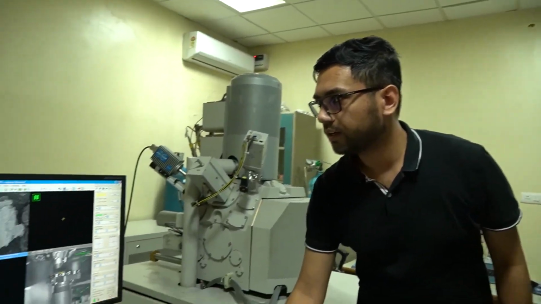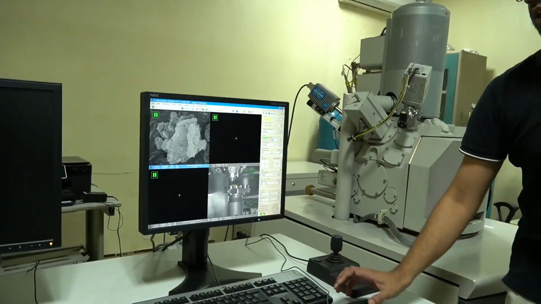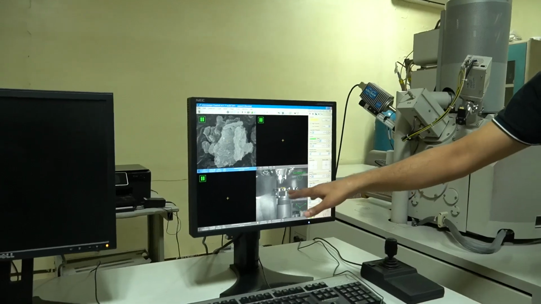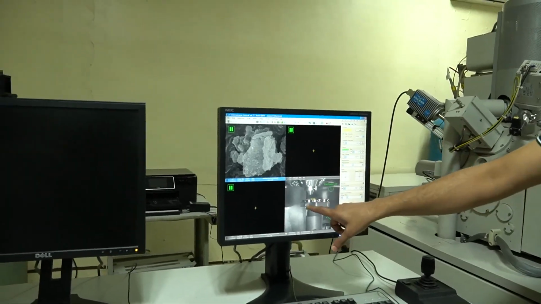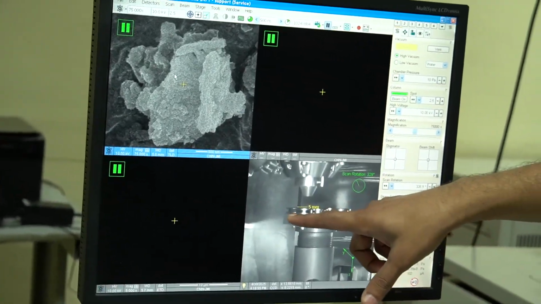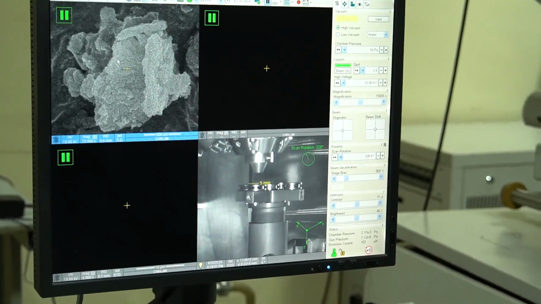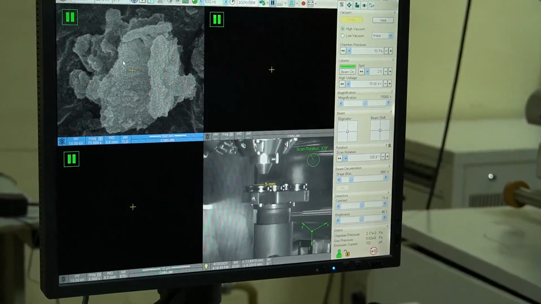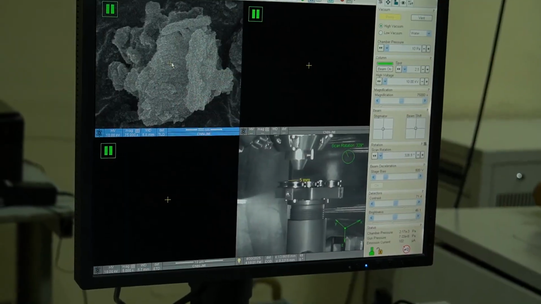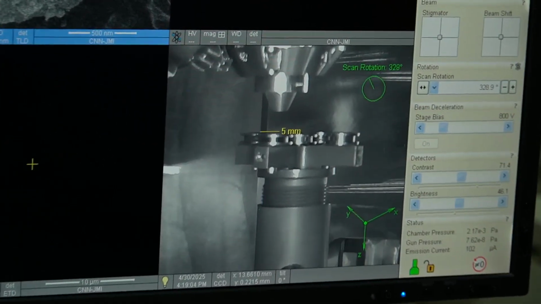One sample is already in. He will do the scan at a different. Initially there's only one sample, but we can put over five stubs individually. We can see those five samples. Yes, there are five.